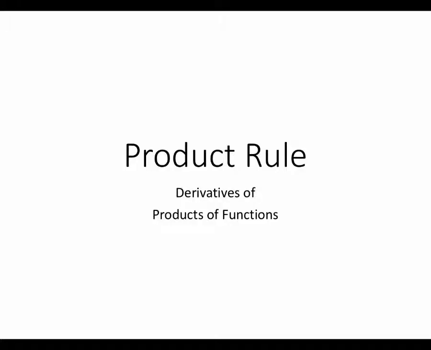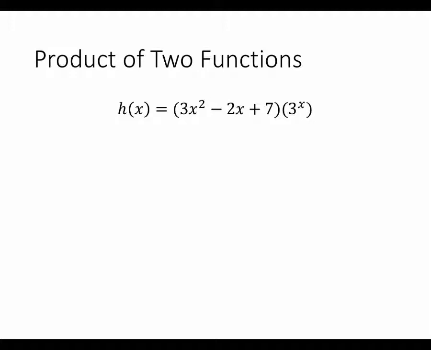In this video, I'll show you how the product rule works. The product rule is used when you want to find the derivative function of a product of two other functions. Here is an example of a function, h of x, that is the product of two other functions. The way I've written it, it should be pretty clear what the formulas are for these two other functions.